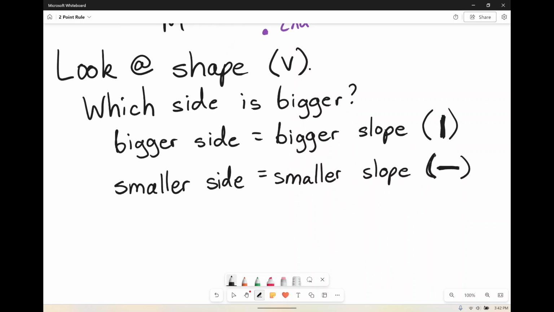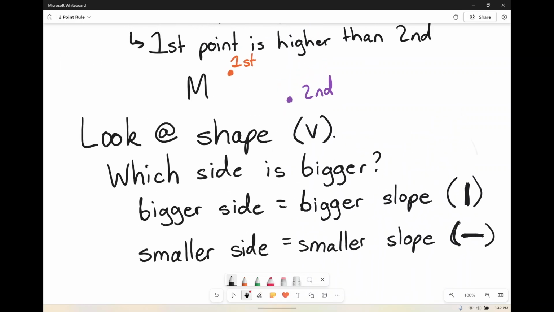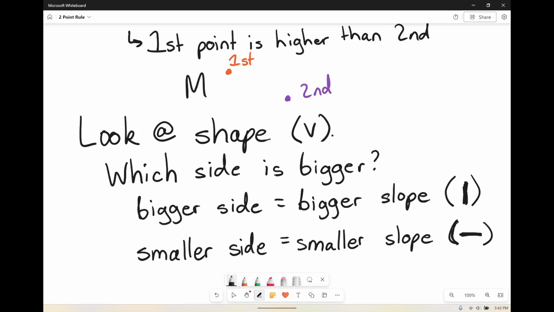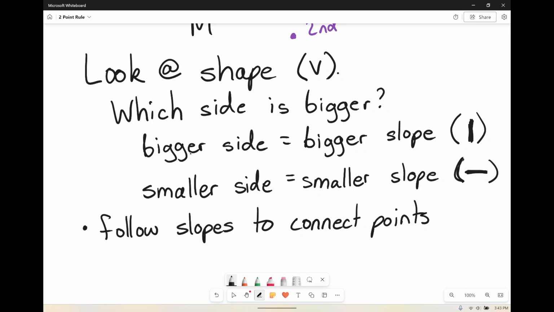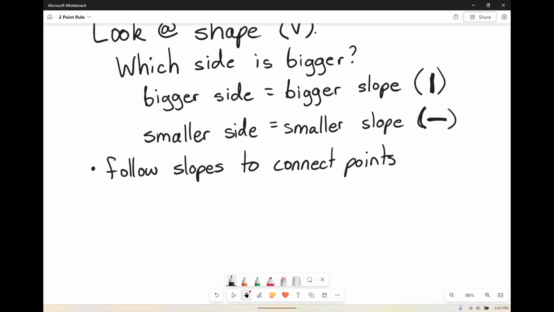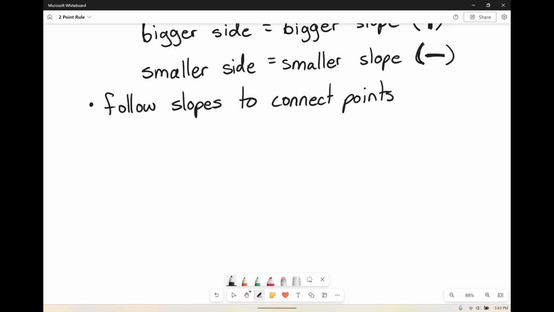Once you've attached the slope to the side, the left or the right side, all that's left to do is follow the slopes. Follow the direction that the slopes are telling you to go to connect the points. That's literally it. That's the two-point rule. So again, this is usually for determining what direction, concave or convex, is our second degree and also third degree slope. So let's do some examples, because who doesn't like examples?